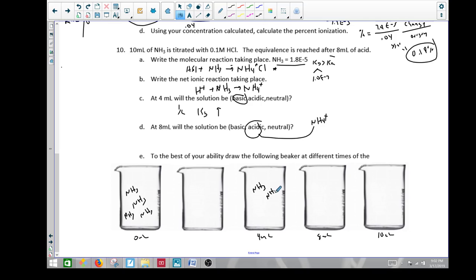So there are 2 NH3 and then 2 NH4+. I do have 2 chlorides in here because I had some acid. At the 8 milliliters, I would have 4 NH4+, and then 4 chlorides. The only difference in the next beaker is that I would continue to add acid. I have another H+ ion, so for the 10 milliliter one I could have H+ and another chloride. Excess H+ ions.